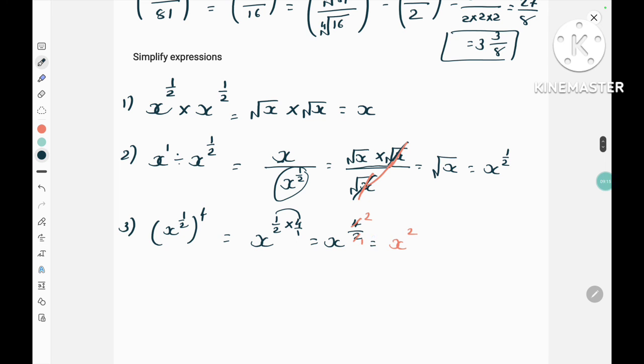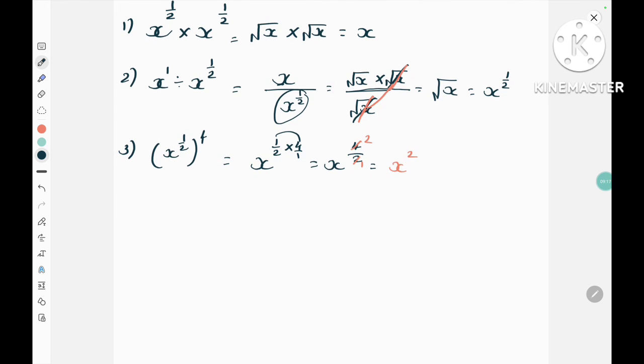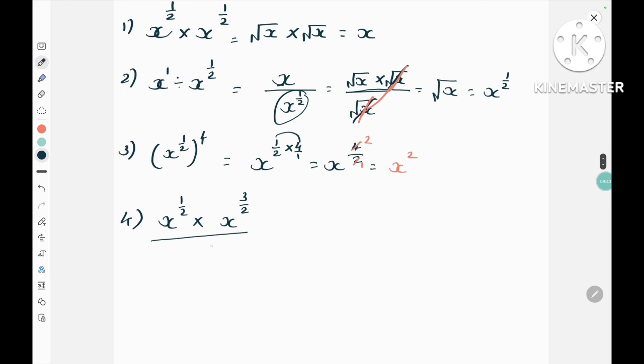No need to write this one as a denominator, because every whole number has a denominator of 1, right? Let's move on to one more example. If we have something like this: x to the power of half times x to the power of 3 over 2, all over x square.